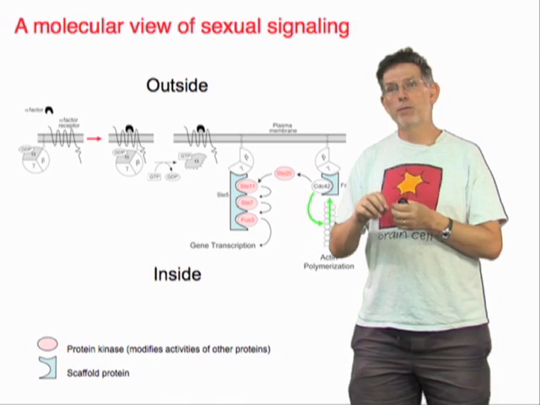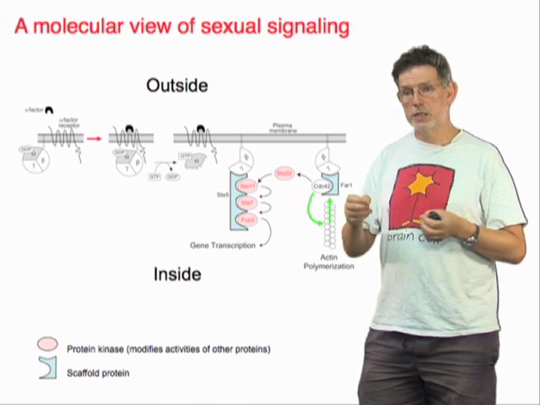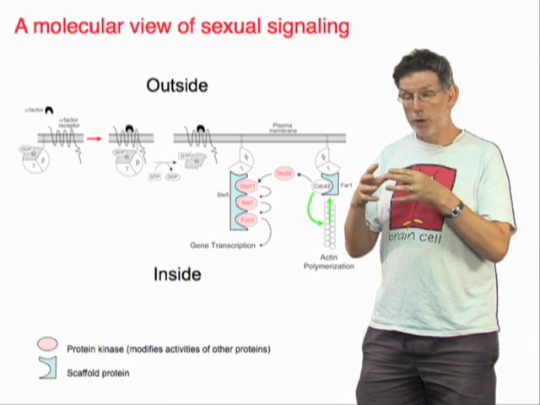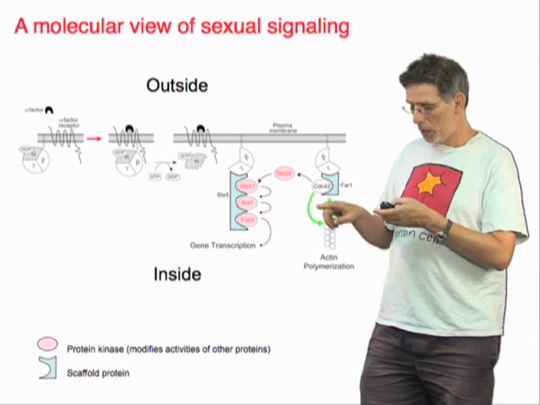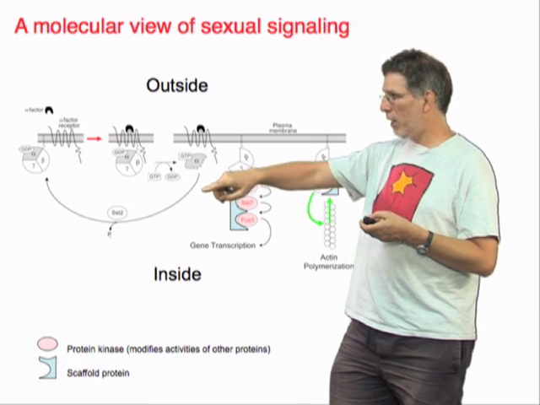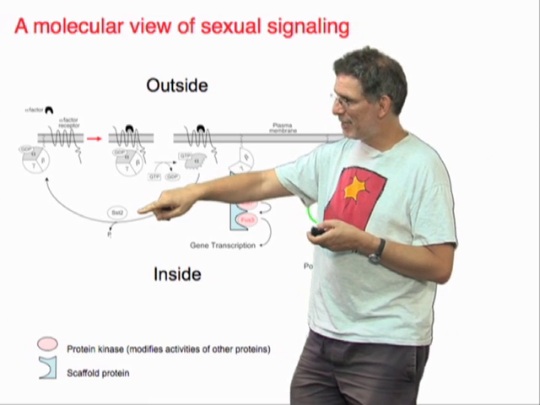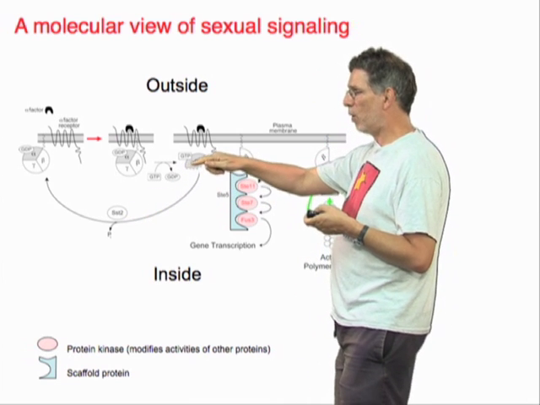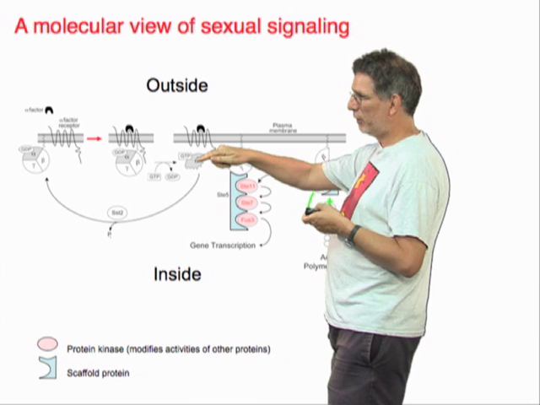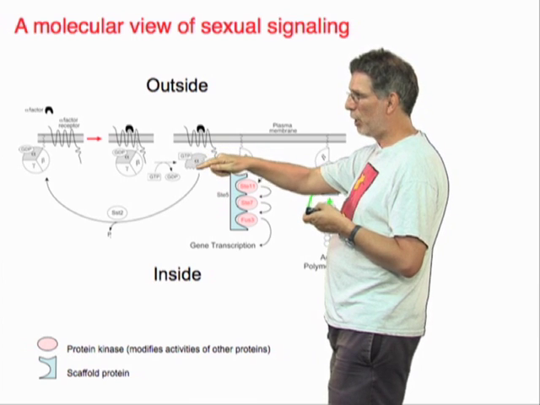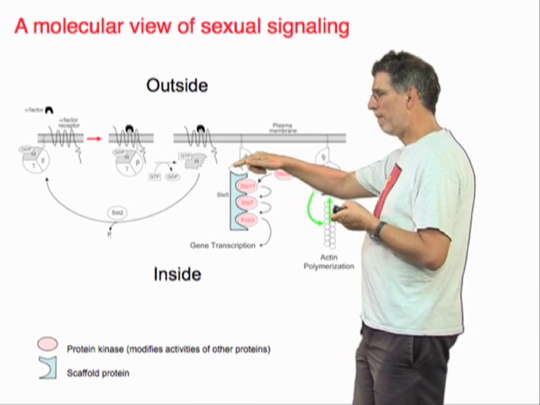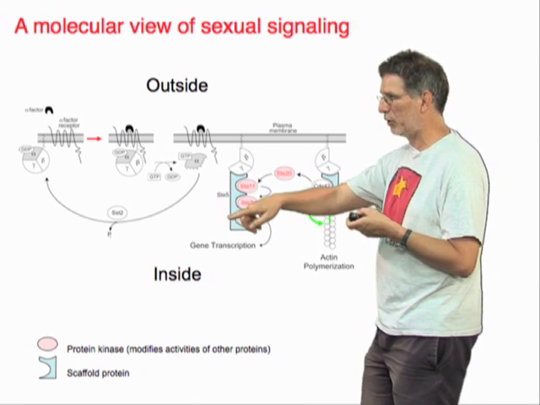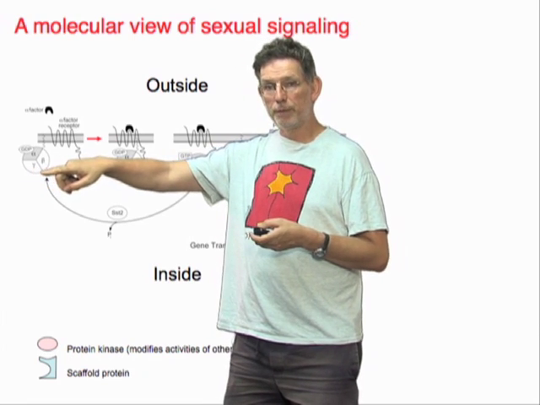We also need to be able to turn things off. Once the pheromone's gone, the cell has to stop signaling because we don't want to try and mate anymore. We want to grow and divide. And so one of the ways that happens is shown here. This is a protein called SST2, and SST stands for supersensitive to pheromone. And this is involved in stimulating the hydrolysis of this GTP back to GDP, which gets rid of all these little bumps here. The alpha subunit can bind the beta and gamma subunits, the scaffolds fall off, the signaling stops, and we're back at square zero.